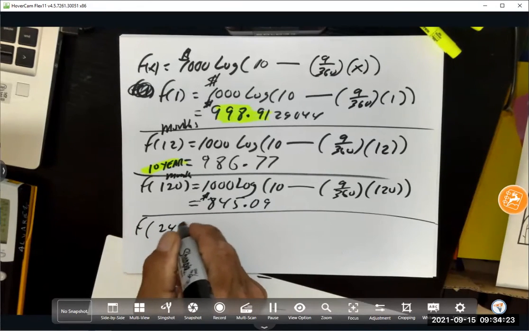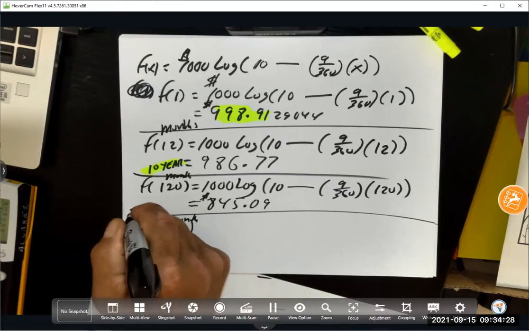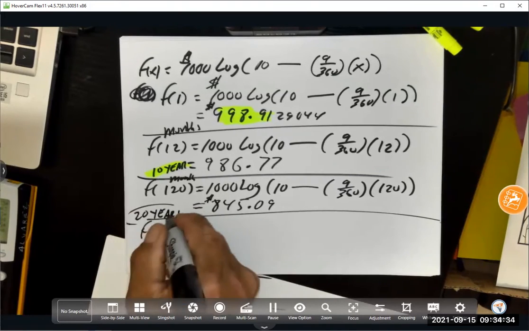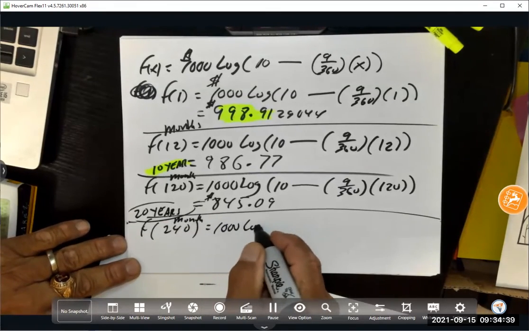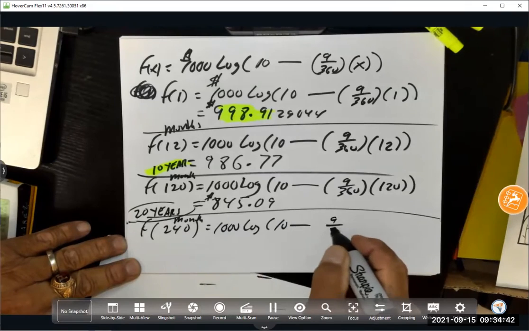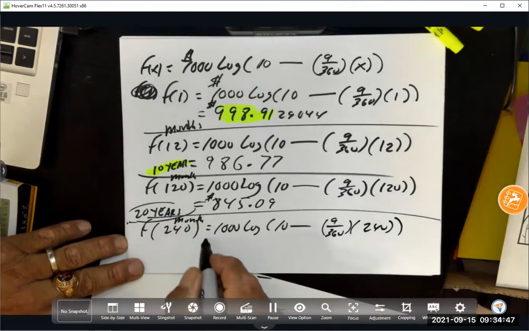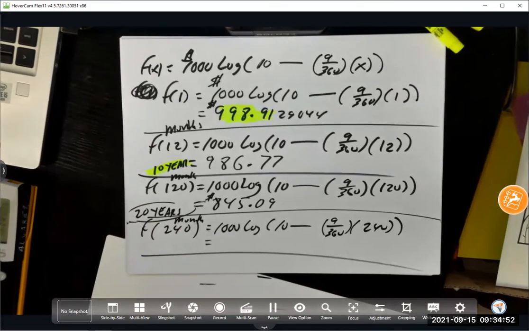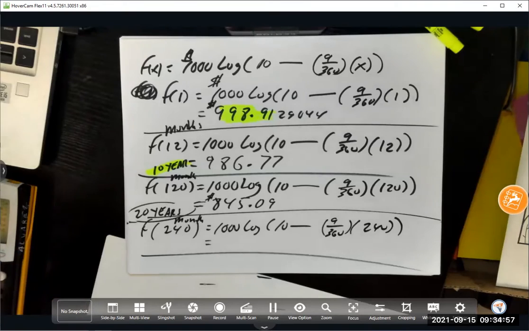So let's say 240 months in the future. How long is that? That's like 20 years in the future. 20 years from now, however old you are right now, add 20 years to your age. So 20 years in the future, you're going to go 1,000 times log of 10 minus 9 over 360 times 240 payments. 240 payments have gone, sent to the credit card people. How much do you still owe after 20 years in the future?